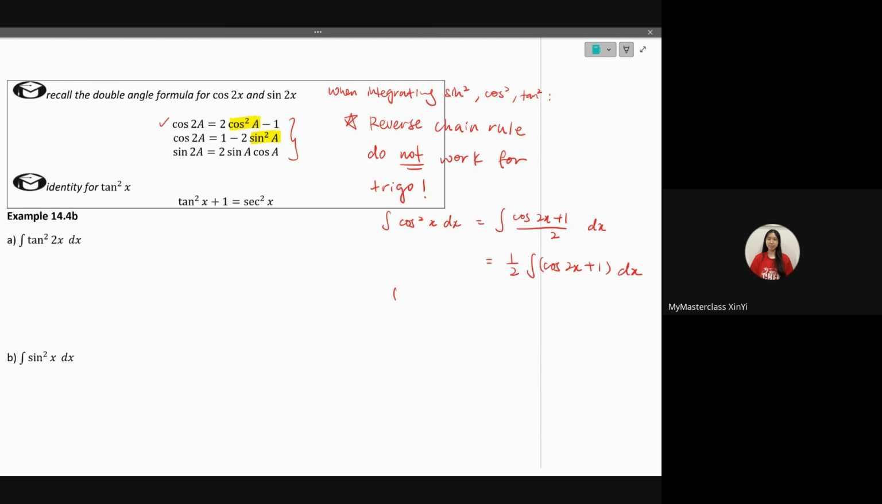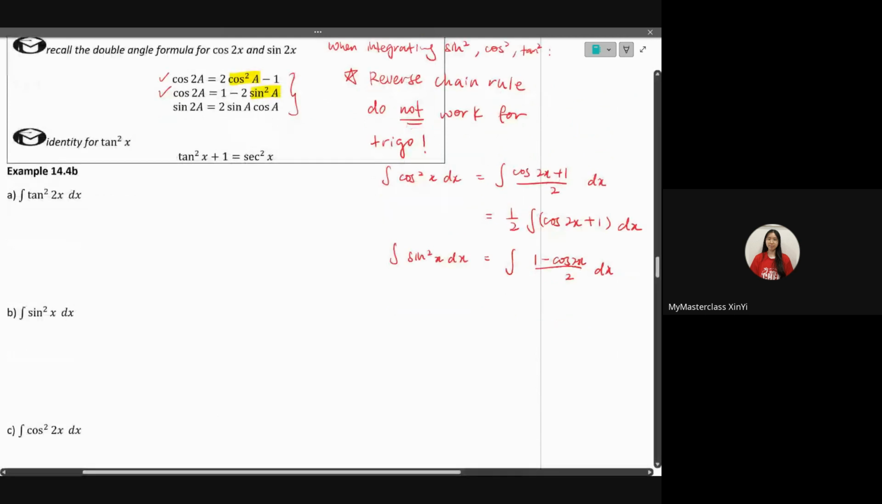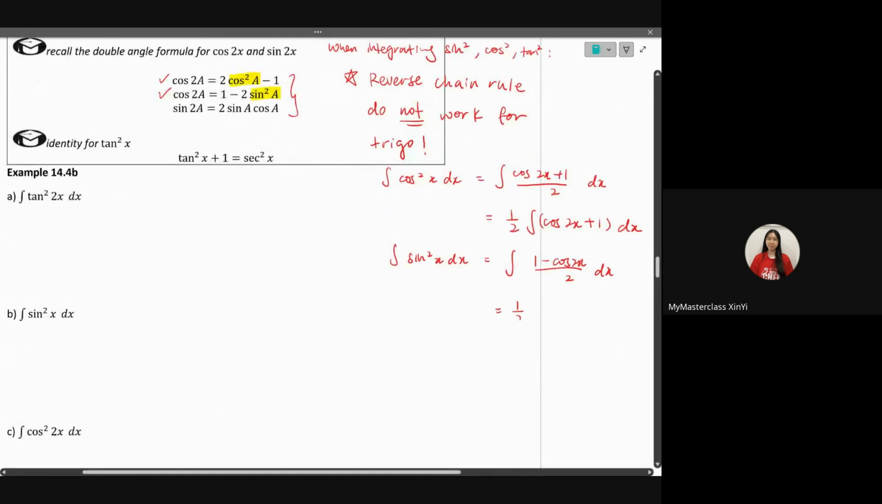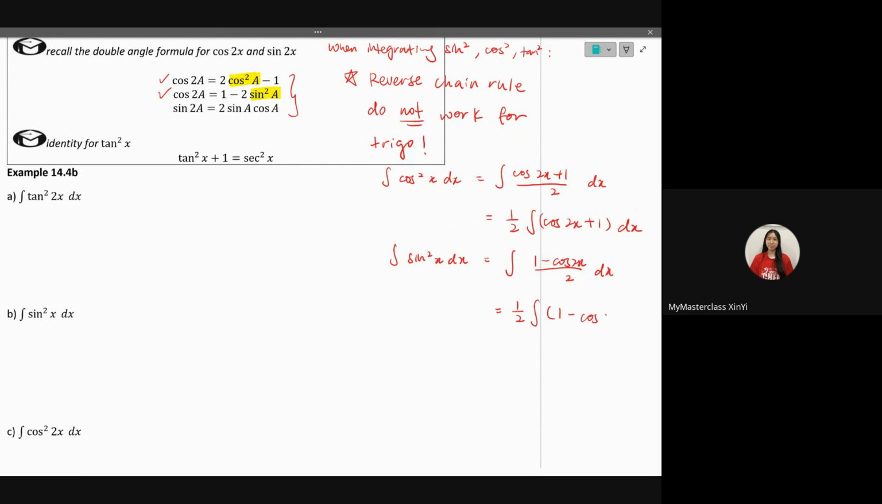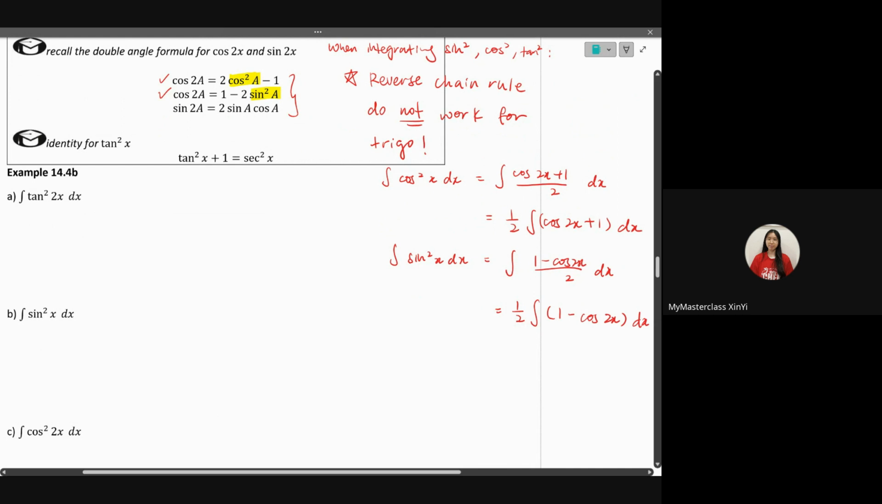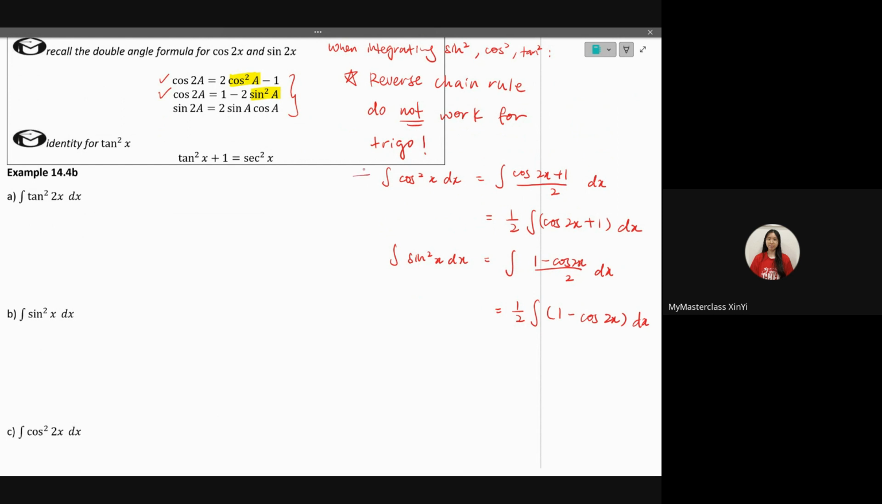So when I integrate sine square, I will have 1 minus cosine 2x over 2 dx. This comes from this double angle formula, which means I am just integrating this. That's how I'm going to approach my cosine square and sine square kind of integration.